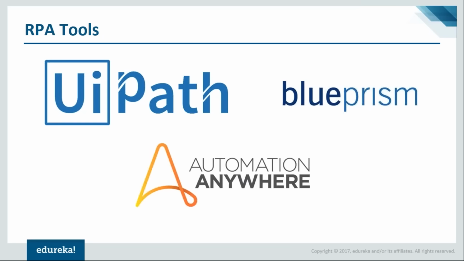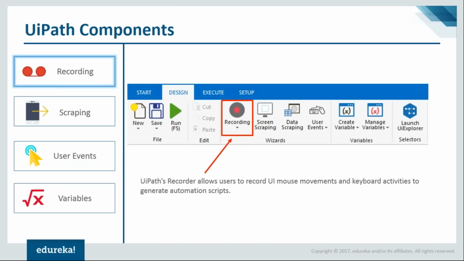All right. So since we want each other to learn and I want you guys to practice as much as you can, we will be discussing UiPath in this session. All right. So let's go ahead and see what are the basic UiPath components. The UiPath components can broadly be divided into four categories.